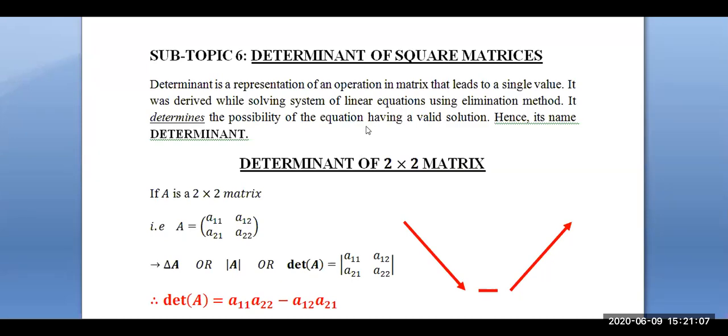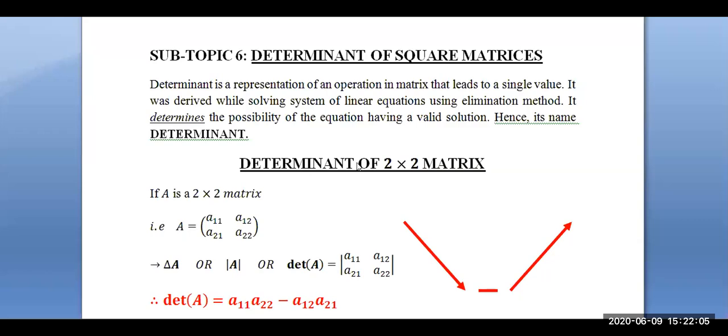Okay, so when you carry out that elimination method, you discover that the value of your determinant will determine whether that equation will have a valid solution. For instance, if you are having 0 as a denominator in a fraction, then it implies that the value you're going to have is going to be infinity, because a real number divided by 0 gives infinity. If you have, for instance, a negative root, of course, it's going to give you a complex value, which means you may not have a real solution. So that's why this value determines the possibility of the equation having a valid solution. Hence, its name is determinant. Alright, so that's just the history about determinant.